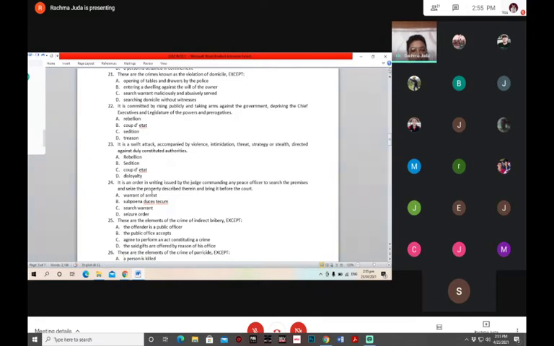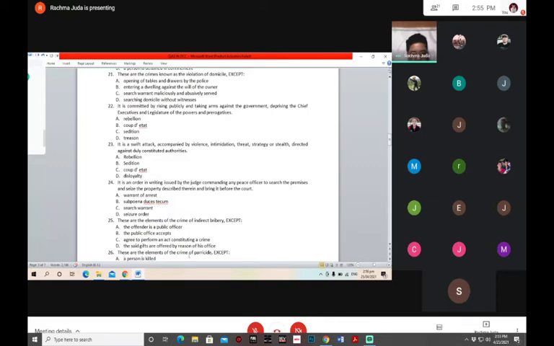Next, 24. It is an order in writing issued by the judge commanding any peace officer to search the premises and seize the property described therein. This is the one we discussed this morning, the document you need in order not to be liable for violation of domicile if you are entering a private property and conducting search and seizure. It is also needed so that the evidence you obtain is not considered fruit of the poisonous tree, and it is the primary requisite in conducting a raid. So the answer there is Charlie, search warrant.